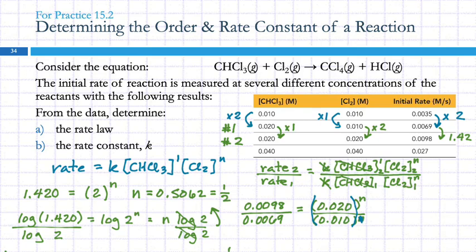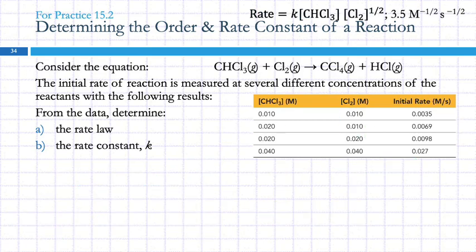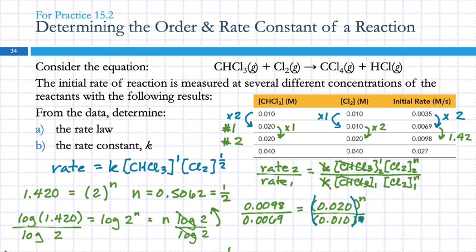So now we figured out what n is. It was 1/2. So there we did A. Did I leave extra room? Oh, I did. Well, no, I didn't, but that's okay. Instead of trying to cram more into this slide, I'm just going to use the next slide. So this is our answer. This right here is the answer to A, the rate law.